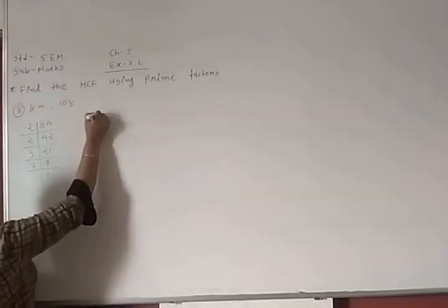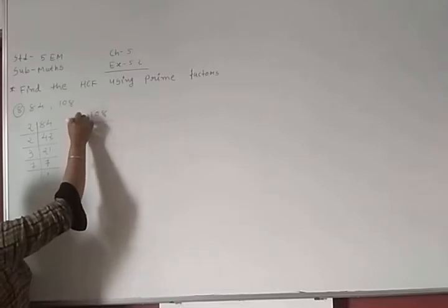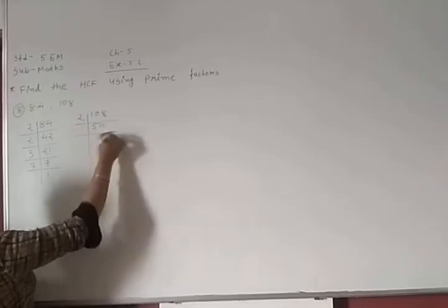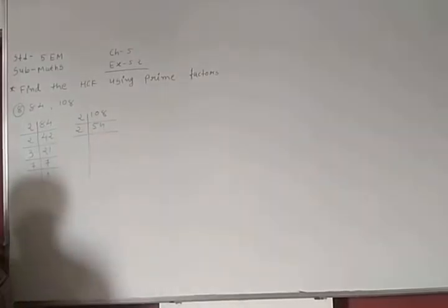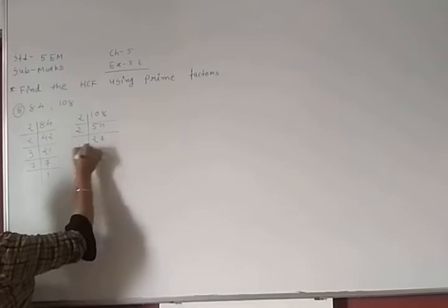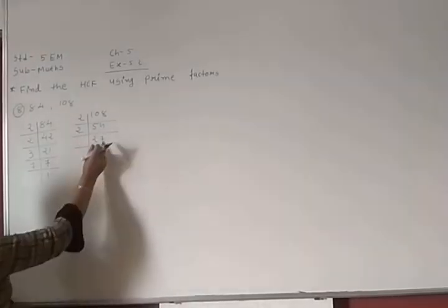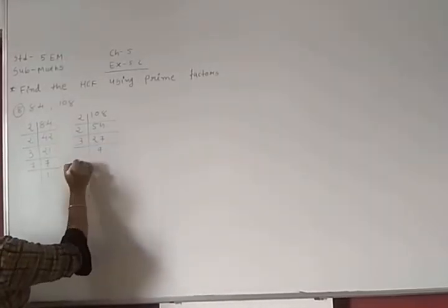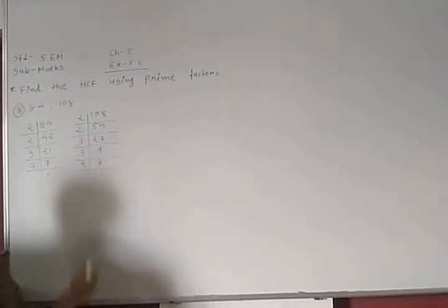Now go for 108. 2 54s are 108. Now again 54 is divisible by 2. So 2 27s are 54. Now 27 is an odd number divisible by 3. 3 9s are 27. Then after, 3 3s are 9 and 3 1s are 3.